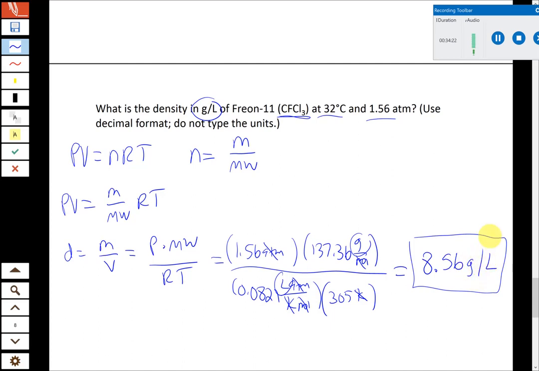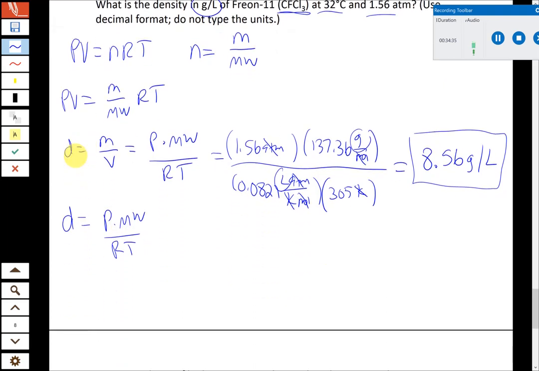All right, so that's how we do it. It's just going to be this equation. If you want to memorize it, fine, but it's derived from the ideal gas equation. Density is pressure times molar mass divided by RT. And that's how we would calculate density of any gas.